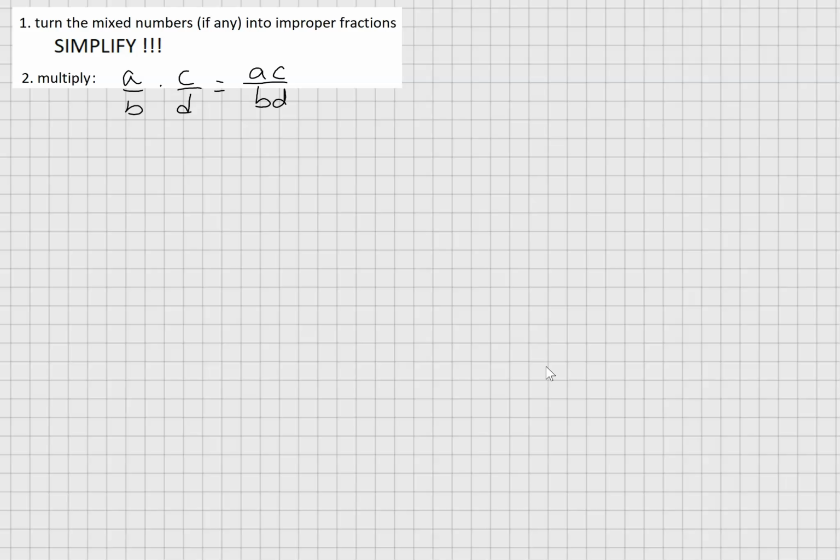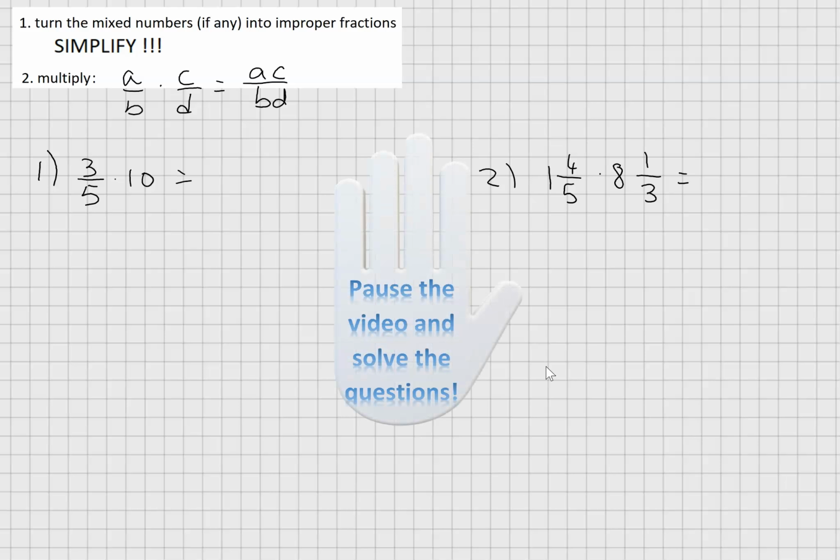Now that you hopefully understood everything, let's test your knowledge. Let's see. I'll give you 2 questions. You pause the video, solve them. After that, you can check your solution following the video. So the first question is 3 over 5 times 10. Second one is 1 and 4 over 5 times 8 and 1 over 3. Pause the video and have fun.